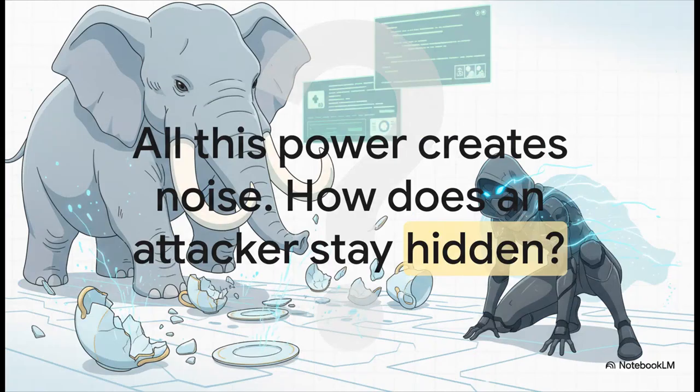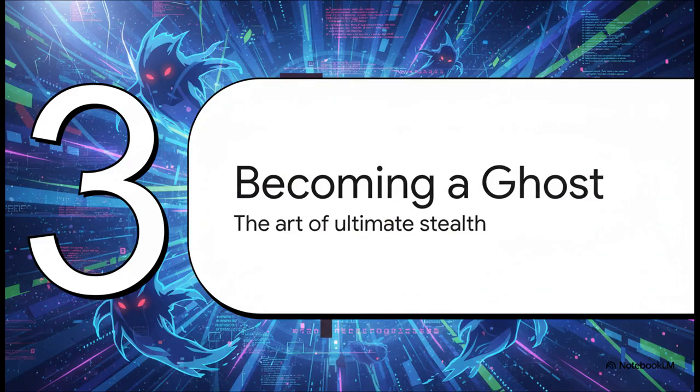But wait a second. All of this activity, migrating processes, dumping passwords, taking screenshots, you've got to assume that's creating a ton of noise, right? I mean, security software is built to look for this kind of stuff. An attacker with this much power is basically an elephant in a china shop. So that raises the next really important question. How do you use all this power and stay completely invisible? And that, my friends, brings us to the final evolution in this journey, becoming a ghost in the machine.